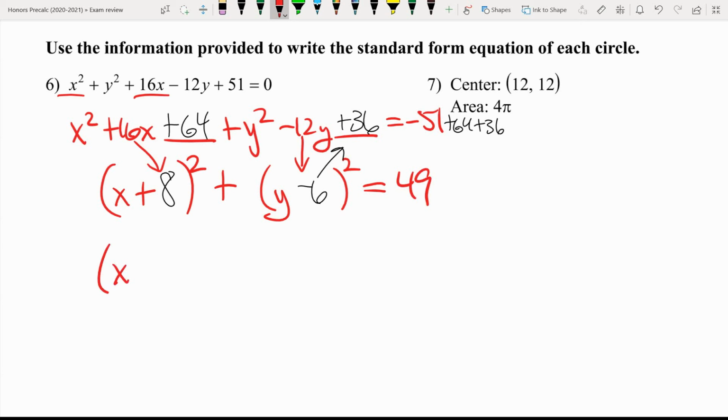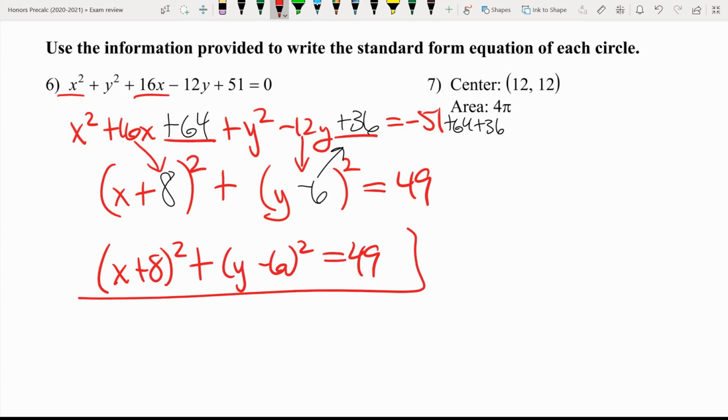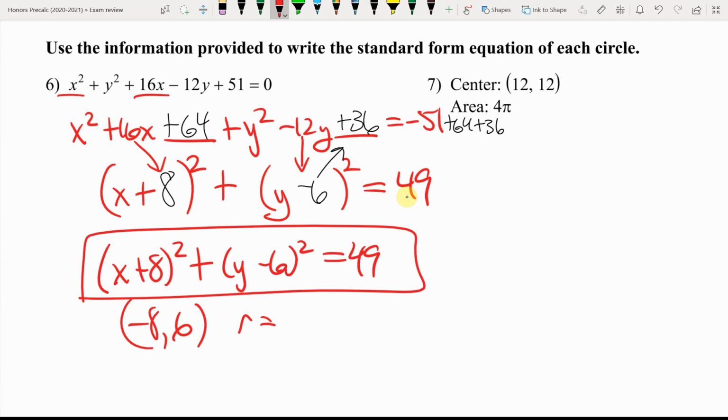And that's pretty much it. I'll rewrite it a little prettier. x plus 8 squared plus y minus 6 squared equals 49. So you can see our center would be at negative 8, positive 6 with a radius of 7, because that's r squared, remember, so square root that to get the radius.